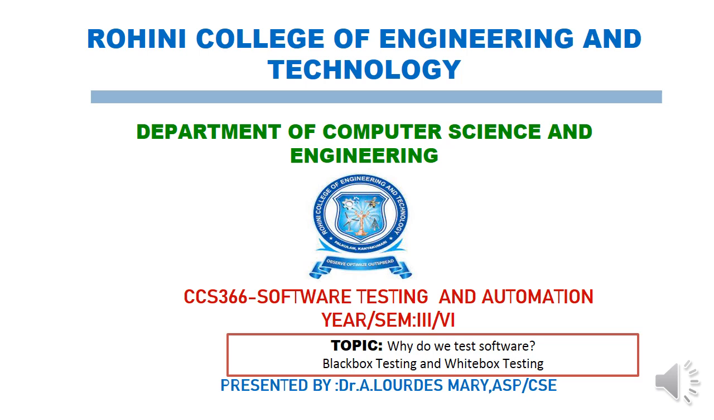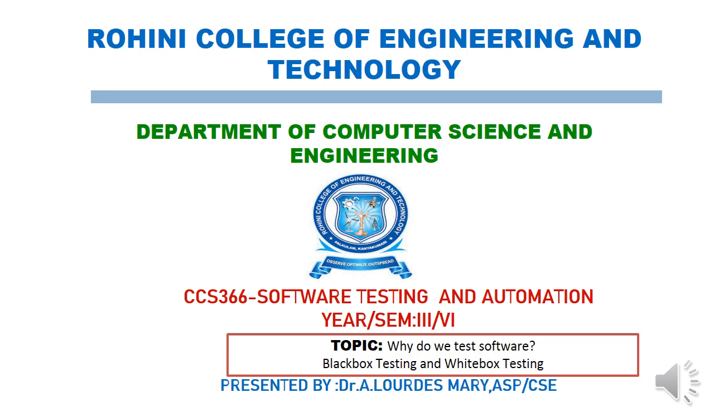So I'm Dr. Lutz Mary, Associate Professor in the Department of Computer Science and Engineering. I'm going to take the subject CCS 366 Software Testing and Automation. This is a vertical elective for the third year, 6th semester students. The subject title is Software Testing and Automation.